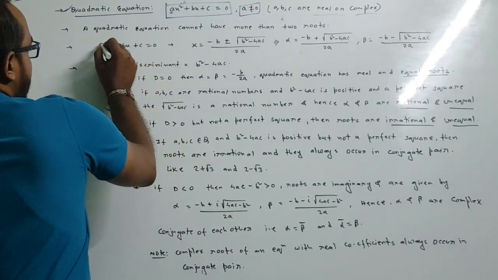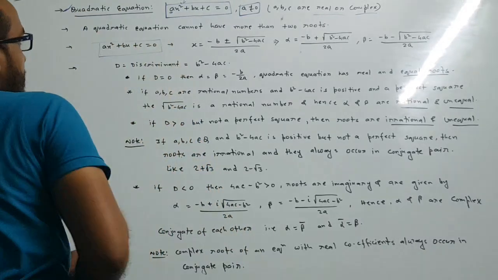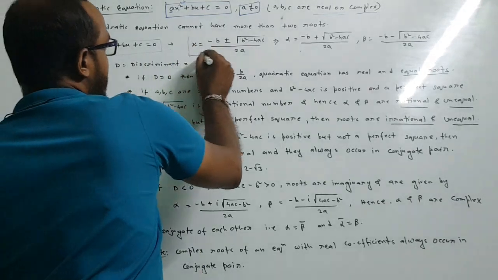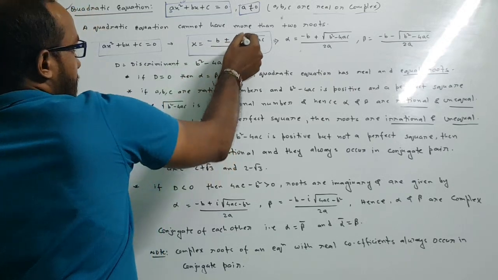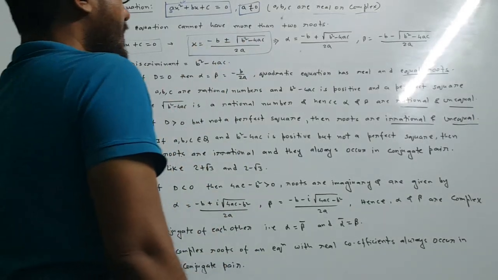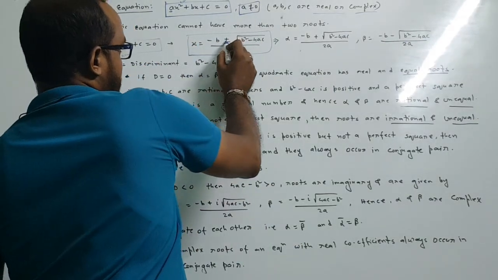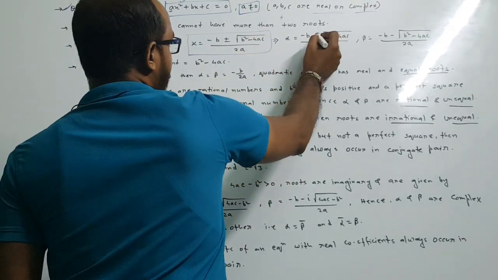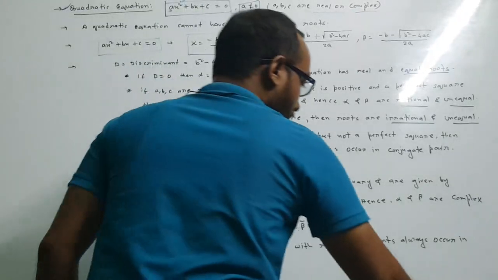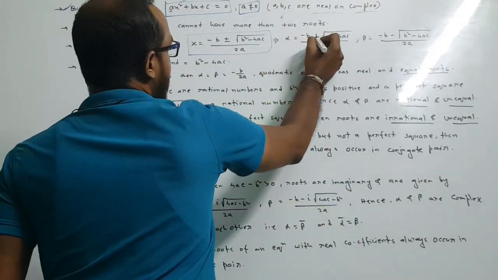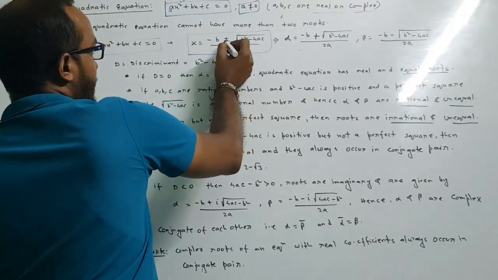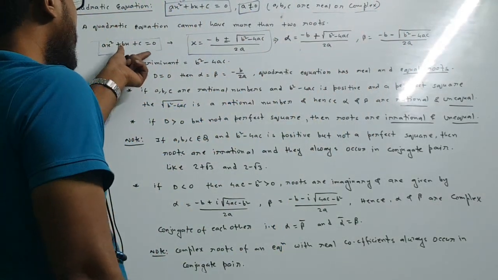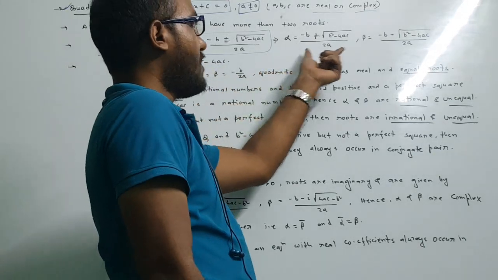See, if you have this equation ax square plus bx plus c equals 0, apply the quadratic formula, you will get x equals minus b plus or minus root under b square minus 4ac by 2a, where you can take the plus sign for one root and the minus sign for another root. When you take the plus sign, let us say this is alpha, and when you take minus, it would be beta. So this quadratic equation has 2 roots, alpha and beta.